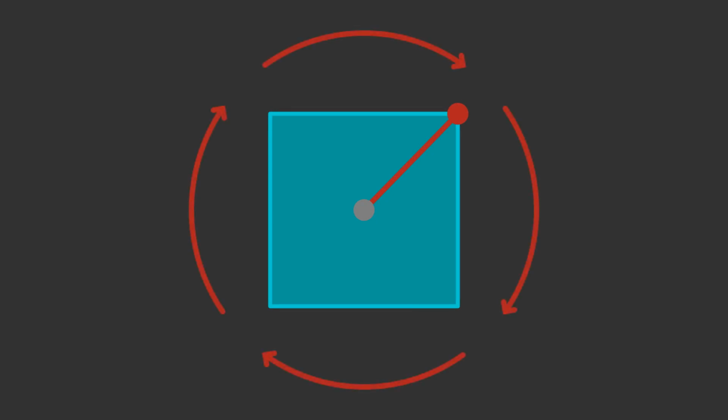A square has rotational symmetry of order 4. A square rotated by 90 degrees, or 1/4 of a turn, maps onto itself. We can do this a second time, then a third time. The 4th time it is back where it started.